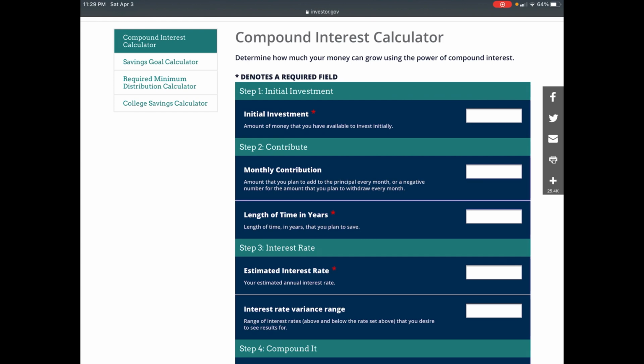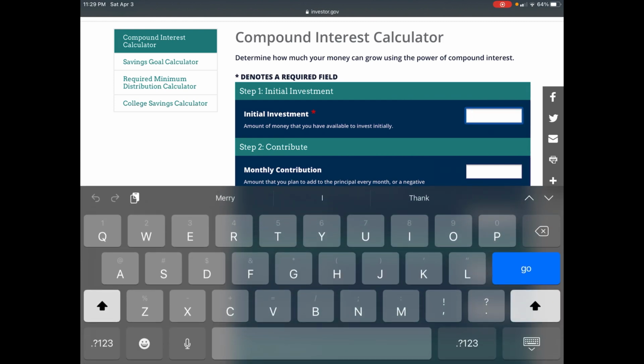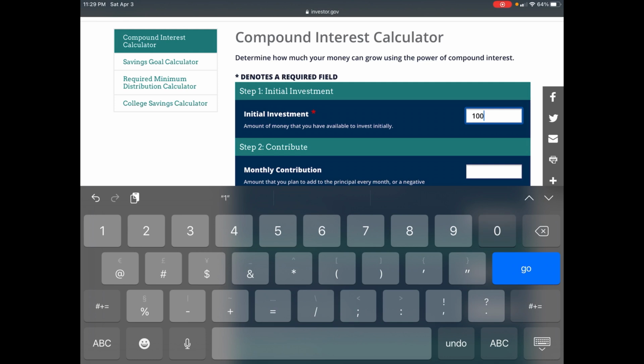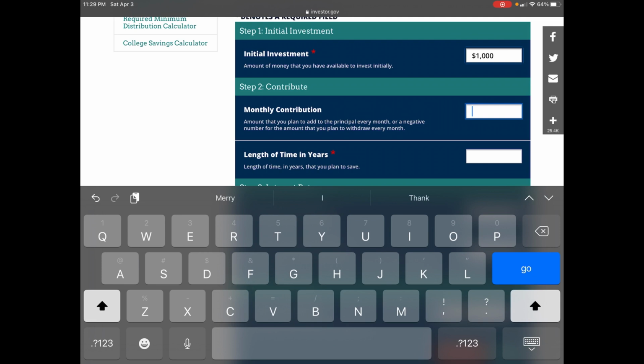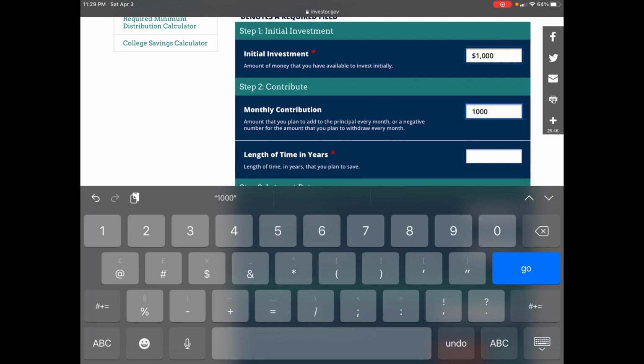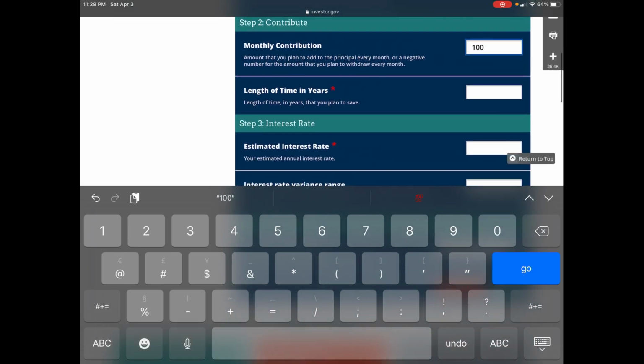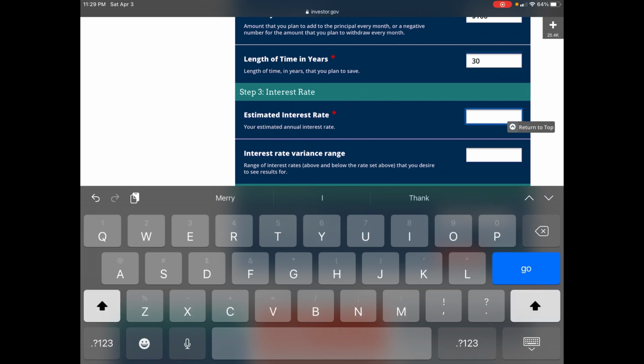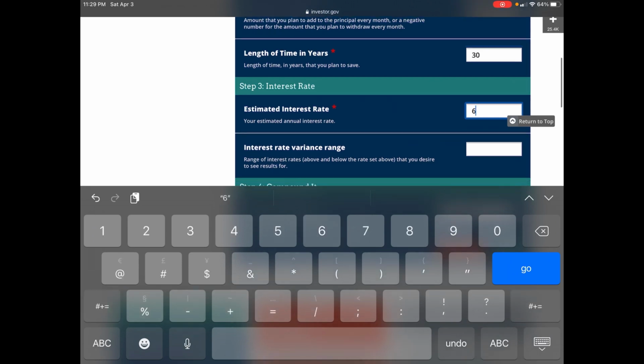Alright, so say you're 30 years old and you have $1,000 to initially invest. So you put in $1,000 as your initial investment, and then you would like to put $100 every month towards your investment account, and you would like to do this for 30 years. And let's say the estimated interest rate for the length of time you are investing would be 6%.